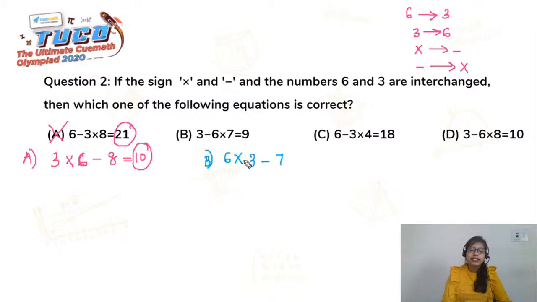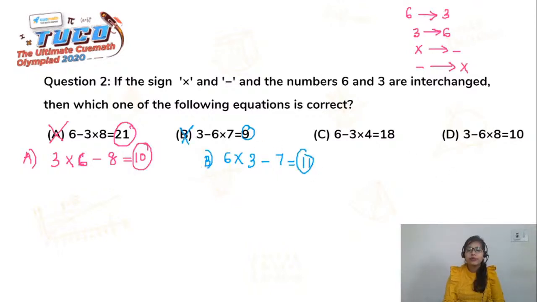Now let's check. 6 times 3 is 18. 18 minus 7 is going to give me how much? Any clue? Anybody? I want more responses in the comment section. So this is going to give me an 11. Obviously this 9 and 11 are not matching up, so this is again incorrect.